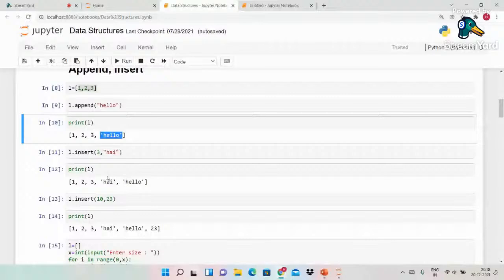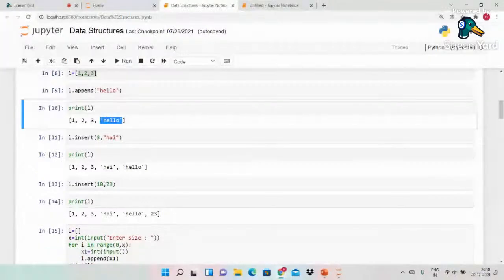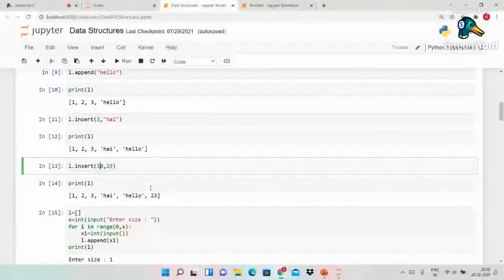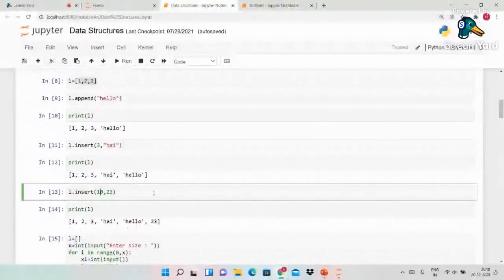Insert 10, 23. Now if you notice, there is no such index as 10 in the given list. You have only 0, 1, 2, 3, 4. The next index will be the 5th index. You do not have a 10th index in this list, right? But no issues, even if you mention something beyond the fifth index, it will append it to the last. Okay. So just try to remember the difference between append and insert.